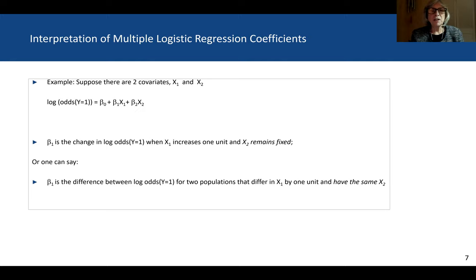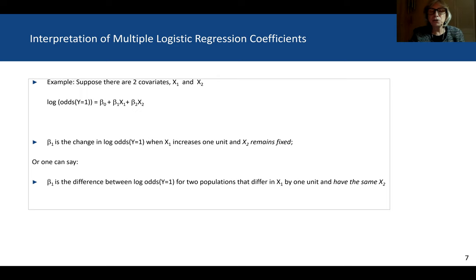So in the example of having two covariates, X1 and X2, we can determine or define the coefficients for those covariates. So let's start with looking at beta one. Beta one would be interpreted as the change in log odds when X1 increases by one unit and the value of X2 remains fixed. And when we say remains fixed, it's the same as saying X2 is adjusted for, controlled for. We're looking among individuals who have the same value of X2. So all of these are synonyms for the value of X2 remaining fixed. Another way in which we can define beta one is that it's the difference between log odds for two populations that differ in X1 by one unit and have the same value of X2.